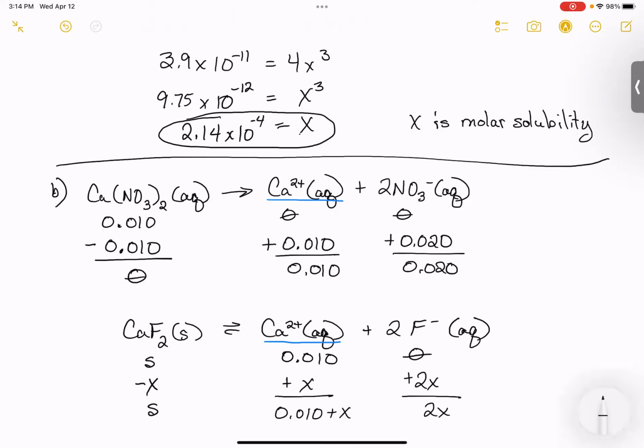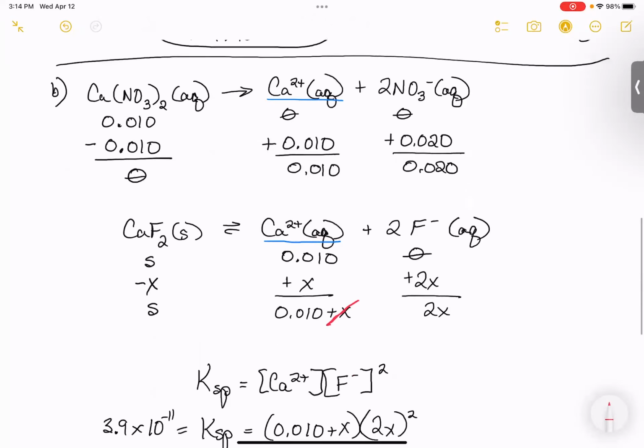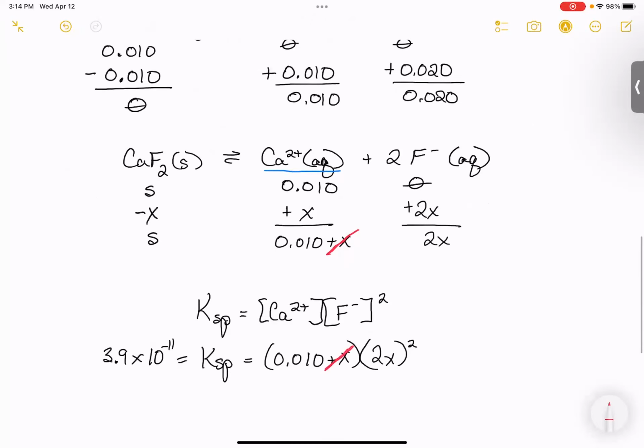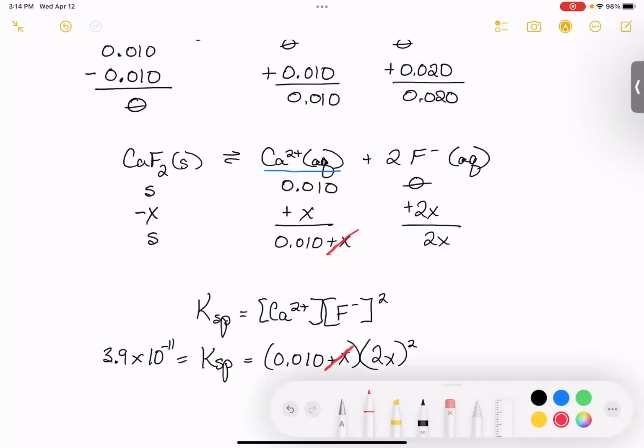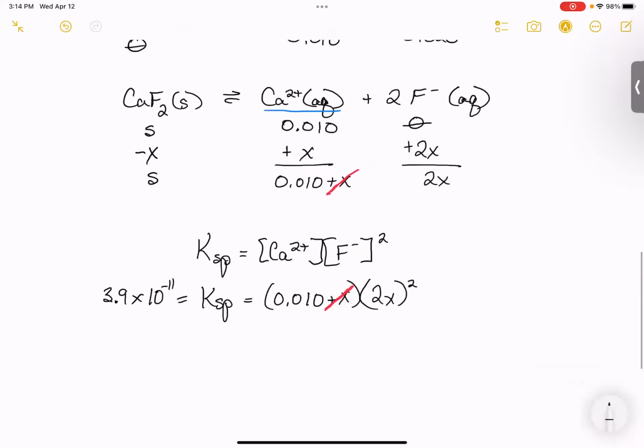So what that means is that you can ignore that X, which causes this formula to become much more simple to solve. So it's 3.9 times 10 to the minus 11 is equal to 0.010 times 4x squared.